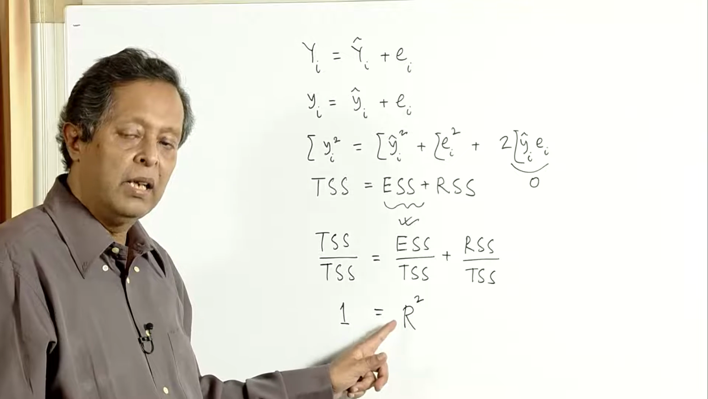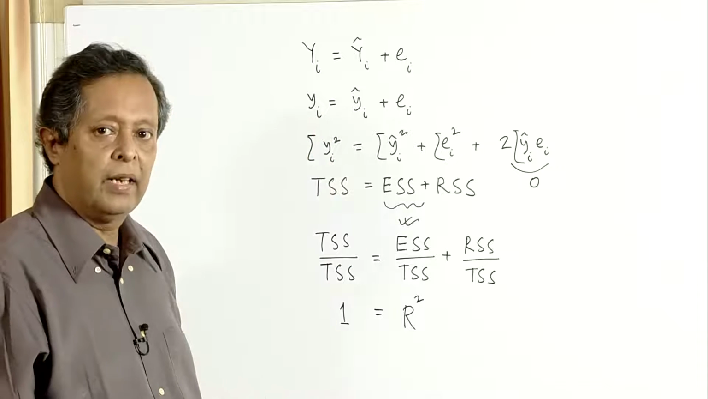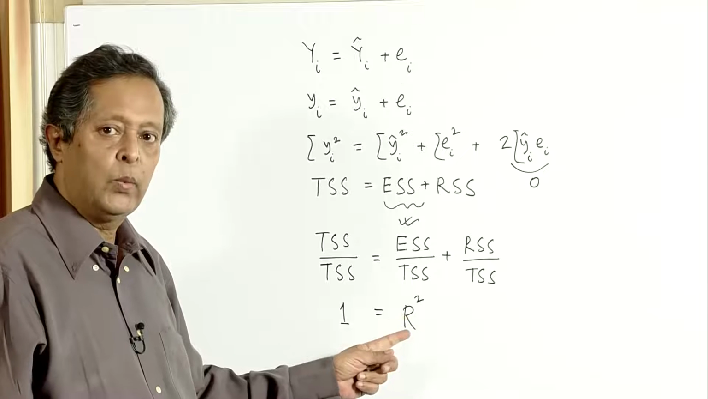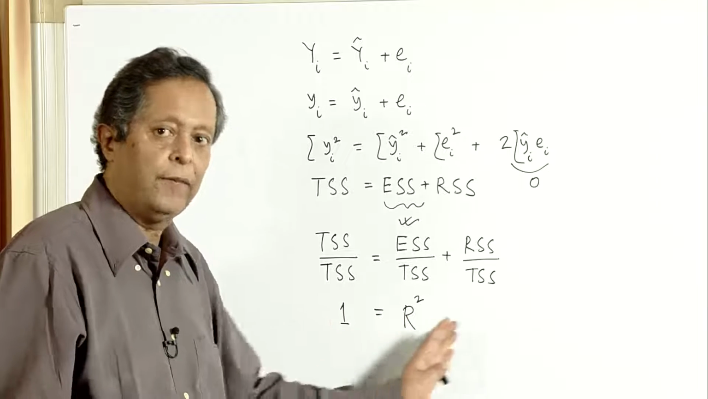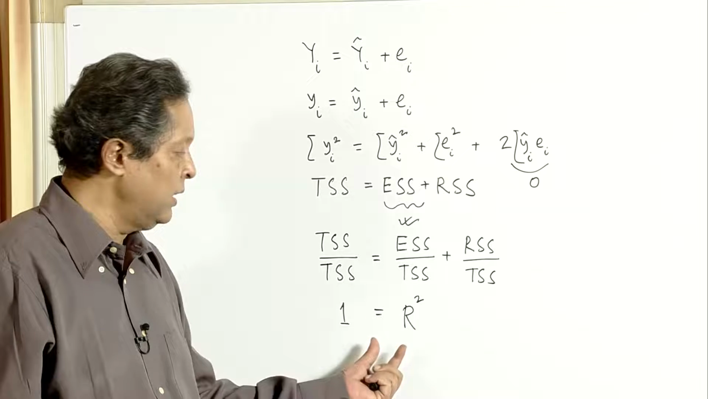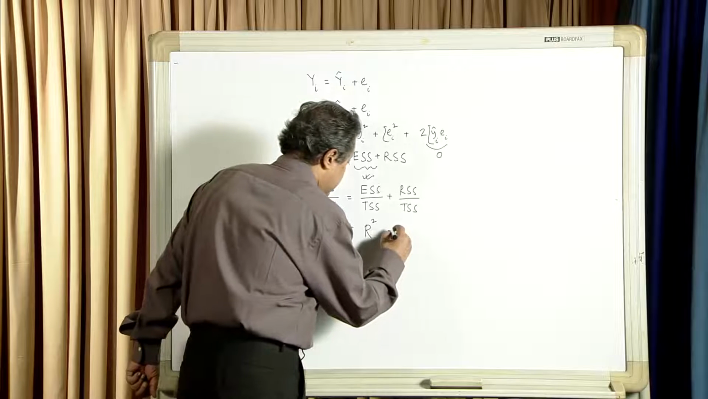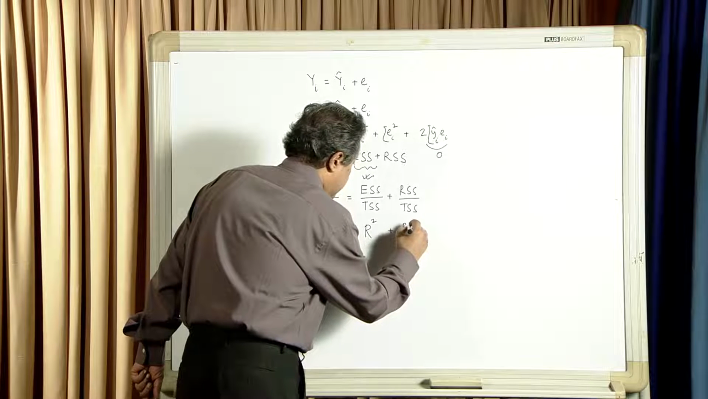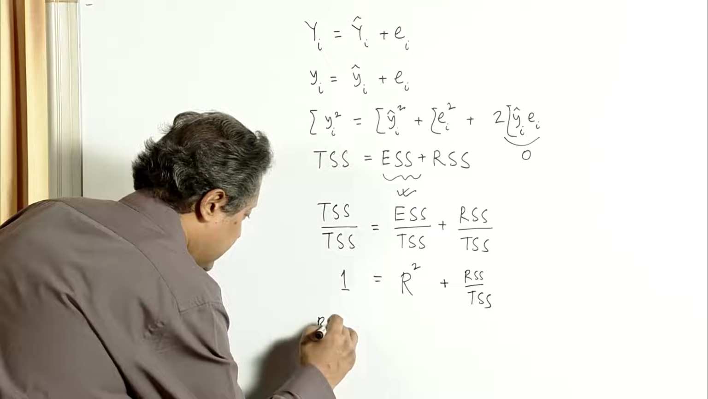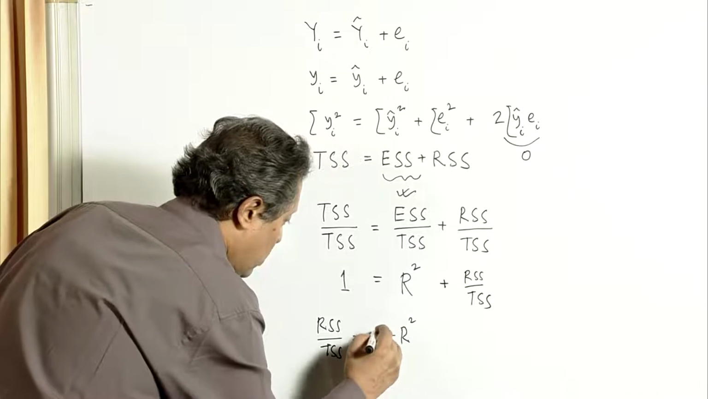Capital R is the multiple correlation coefficient between yi and all the explanatory variables, the set of xi's taken at the same time. So, it is the correlation between y on one hand and all the set of x's on the other hand. The square of that correlation is the square of the multiple correlation, also known as the coefficient of determination, and this is ESS by TSS. So, that means RSS by TSS is nothing but 1 minus R square.